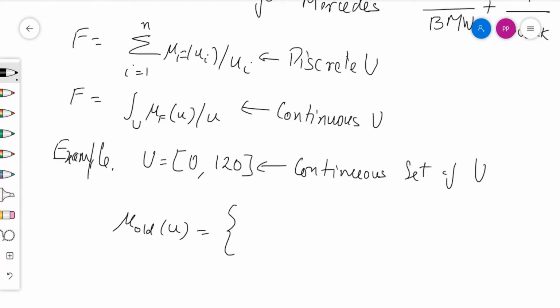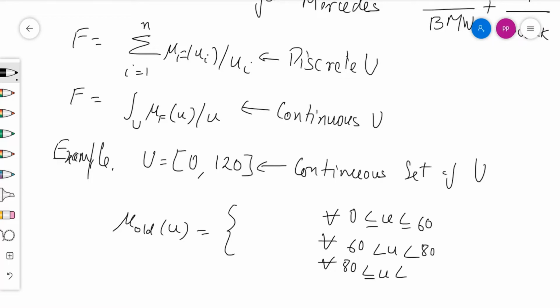Now the membership function can be categorized as per the age. For 0 less than or equal to u less than or equal to 60 years, we consider that these are not old people. Then there is the set of people who are not young but still not old, for 60 less than u less than 80, and then the category of old people within the range 80 less than or equal to u less than or equal to 120 years.